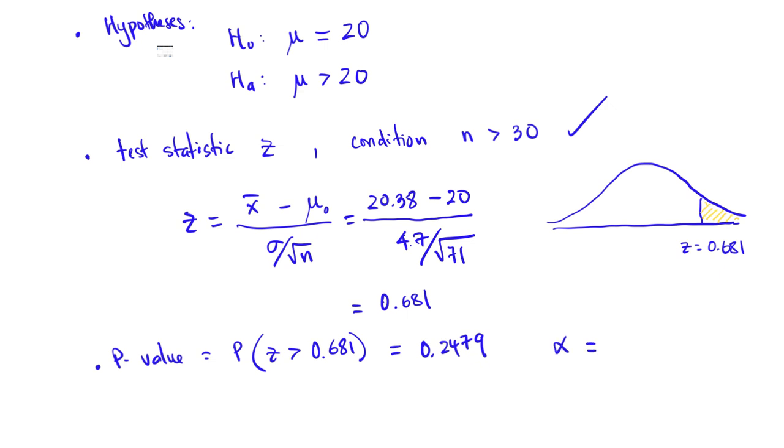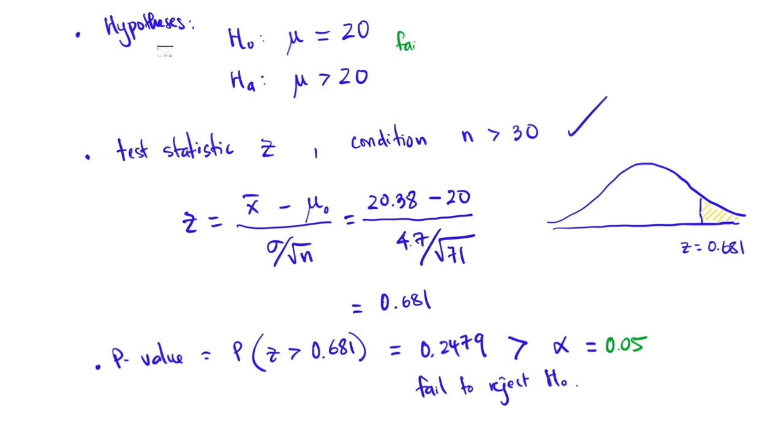To draw the conclusion, we would compare it to alpha. Alpha is the significance level, and alpha is not given, so we would use the standard 0.05. How does the p-value compare to alpha? 0.2479 is greater than 0.05. Since the p-value is greater than alpha, we would fail to reject the null hypothesis.